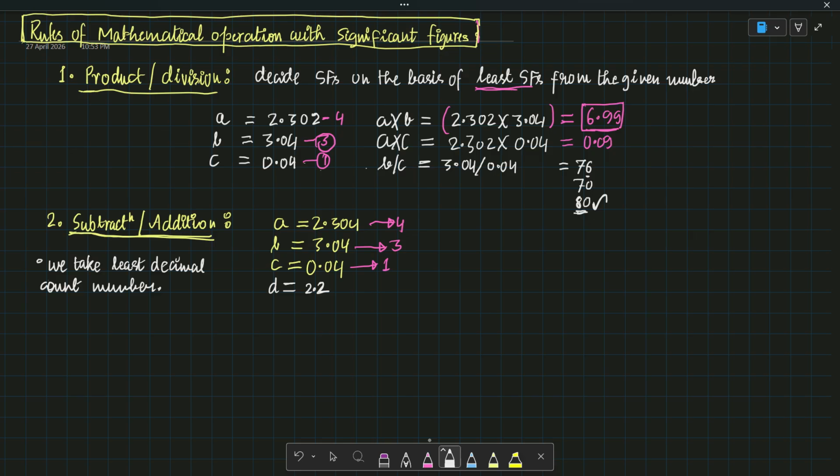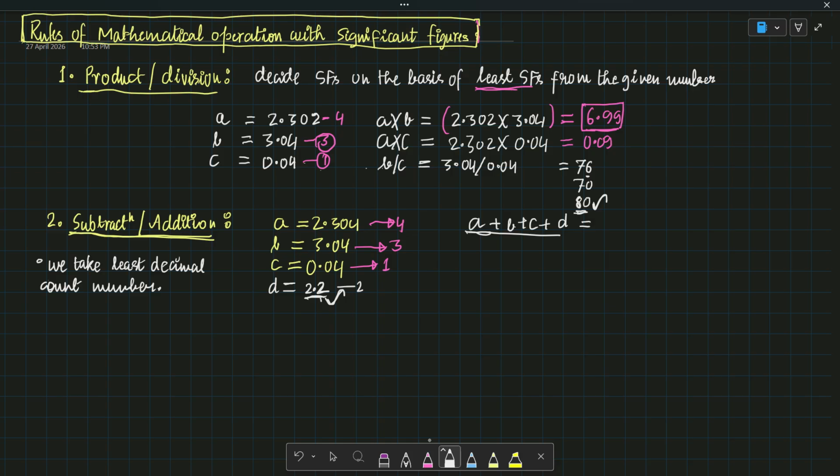So if we add a plus b plus c plus d, what will be the significant figure? This will have 2 significant figures, this will have 2 significant figures. So of all the 4 numbers, this will be the deciding factor of this addition. When we add, we'll only take up to 1 decimal point.